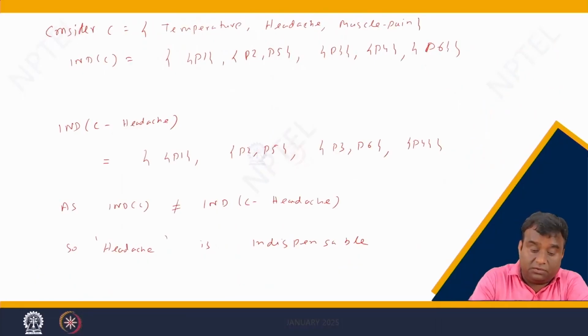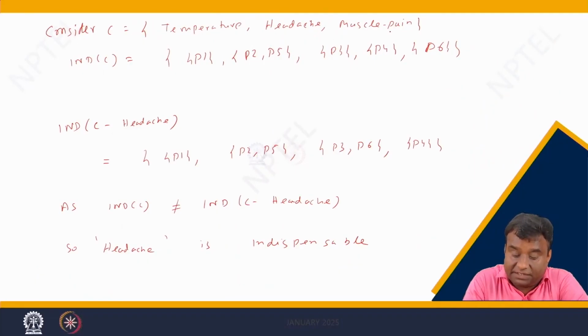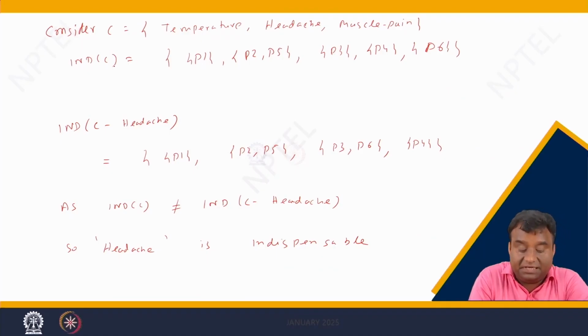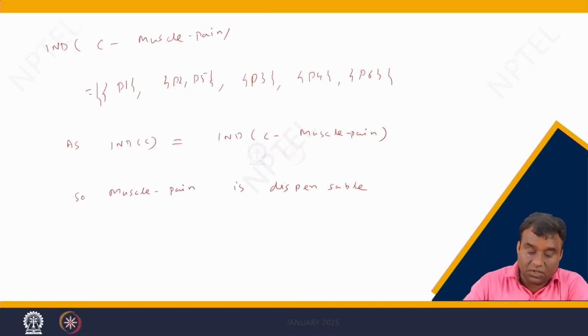Here we consider C equal to temperature, headache, muscle pain. You have seen the indiscernibility relation, that is IND(C) is P1, P2, P5, P3, P4, P6. The indiscernibility relation C minus headache is P1, P2, P5, P3, P6, P4. These two are not equal, so as I said, headache is indispensable. Now the indiscernibility relation C minus muscle pain is P1, P2, P5, P3, P4, P6. These two are equal, so muscle pain is dispensable.